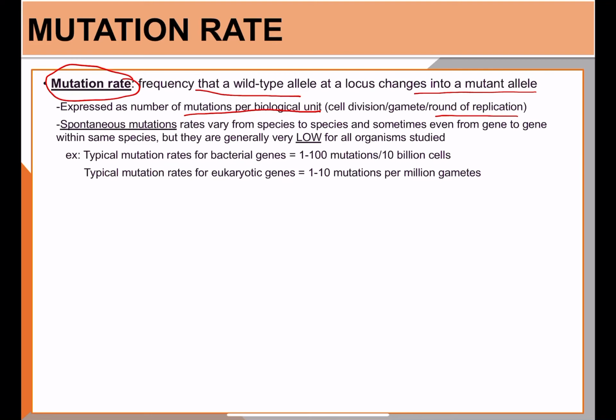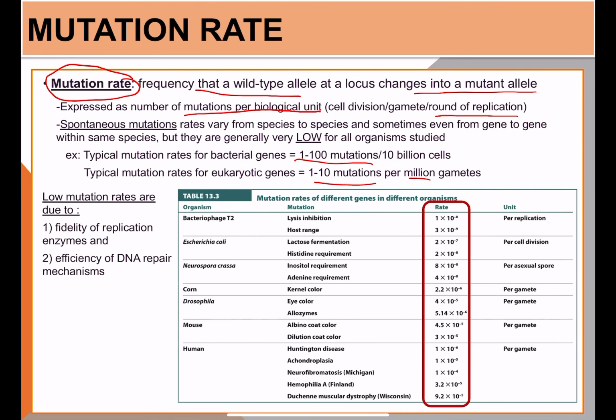Typical mutation rates for a bacterial gene are somewhere in the realm of 1 to 100 mutations per 10 billion cells, whereas the mutation rate for eukaryotic genes is also not very high, 1 to 10 mutations per million gametes. And this table illustrates how, whether you're looking at a bacteria or a corn or a fruit fly, whatever it is across species, their mutation rate is pretty low overall.